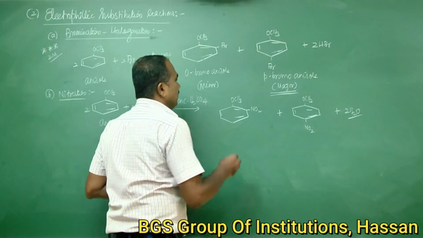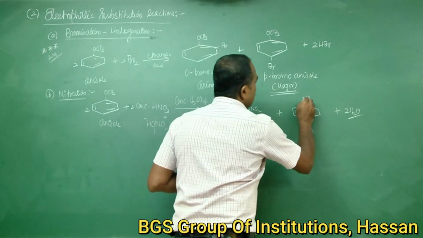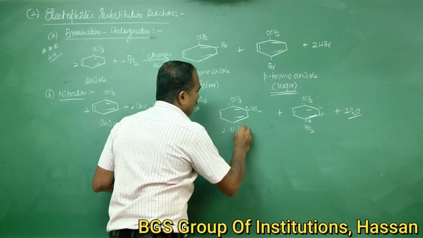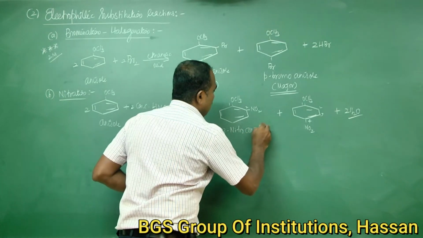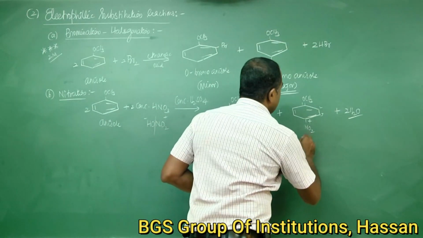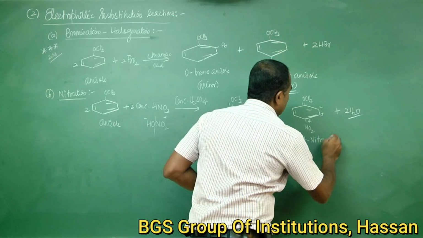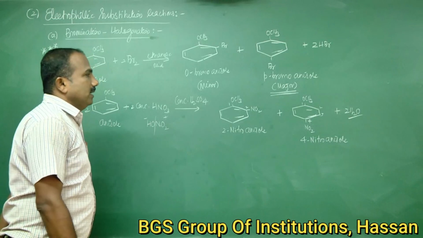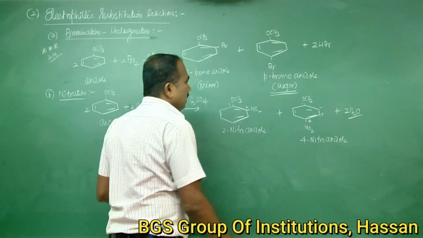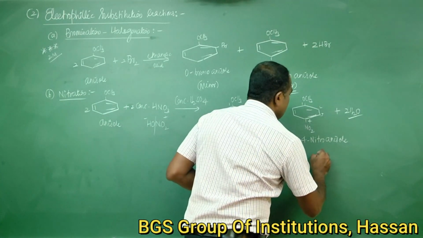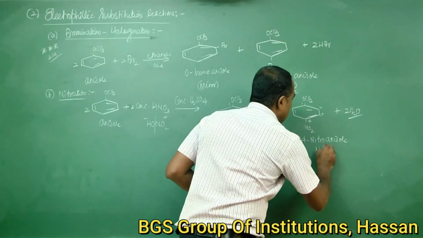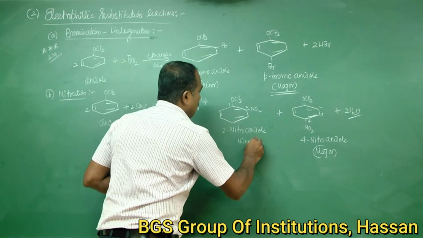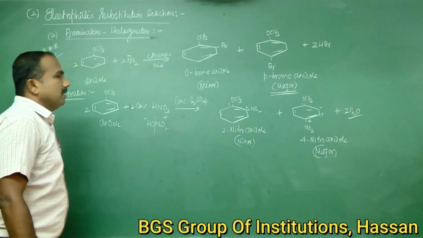Therefore the name of this product is 1, 2, 3, 4. This is 2-nitroanisole, and this one is 4-nitroanisole. So out of these, the major product is 4-nitroanisole, and 2-nitroanisole is the minor product.